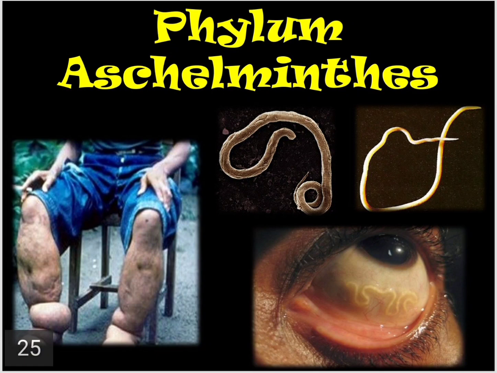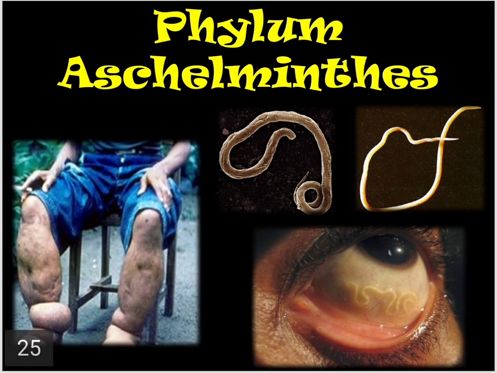That worm is called an eye worm, or Loa loa. Okay, that's the name of that worm. So let us understand the properties of the animals found in phylum Aschelminthes.